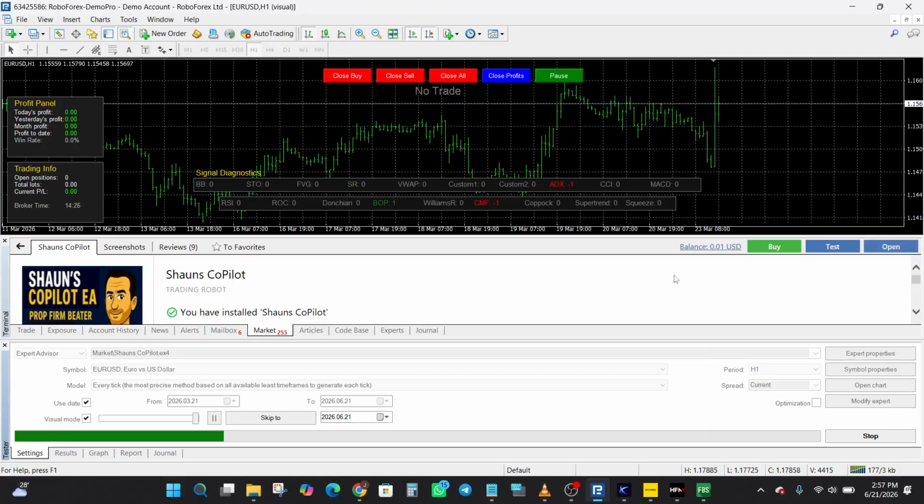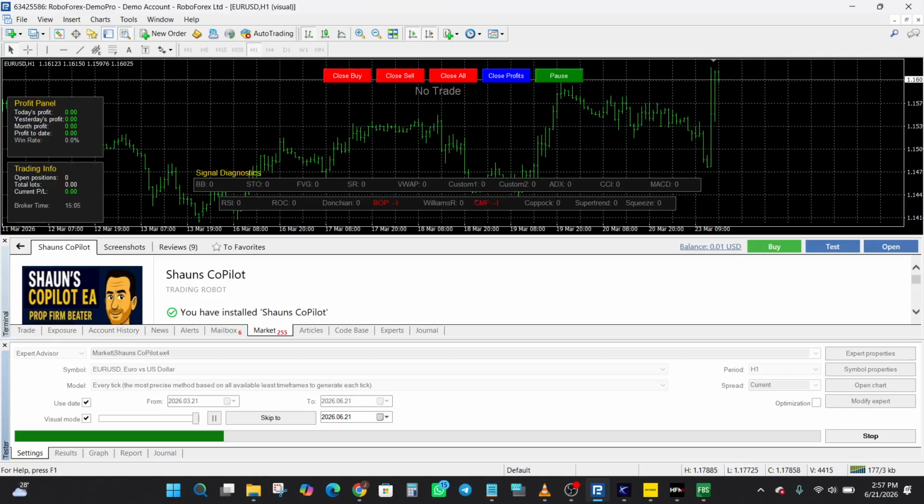Overall, Shauns CoPilot EA stands out primarily because of its extensive customization options, large indicator selection, advanced risk management toolkit, on-chart controls, and community support access. If you are interested in an EA that provides a high degree of flexibility and configuration control, this is probably one of them that is worth exploring further. And test for yourself, of course, before making any trading decisions.